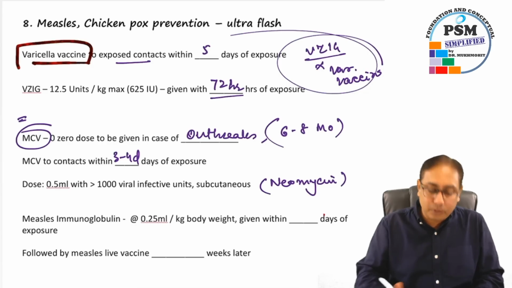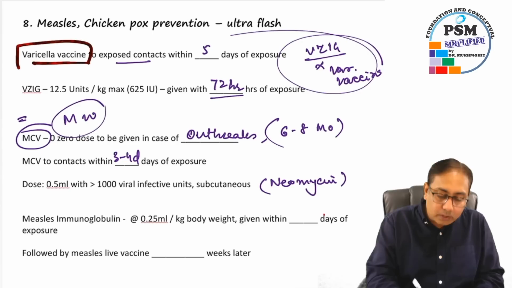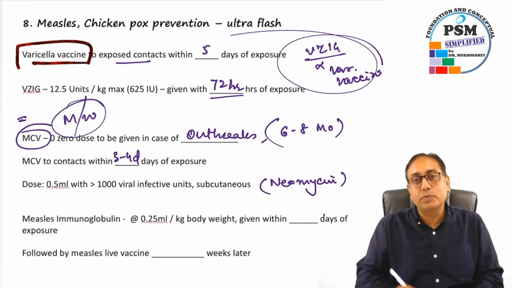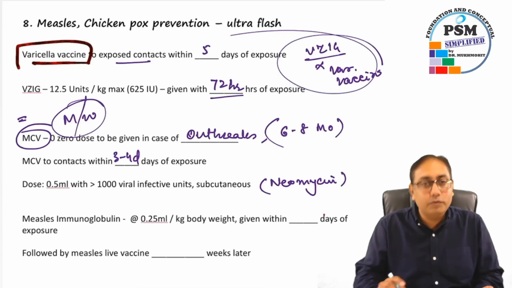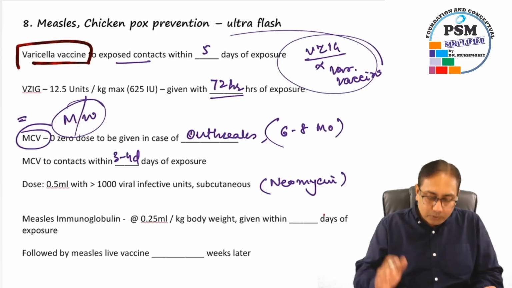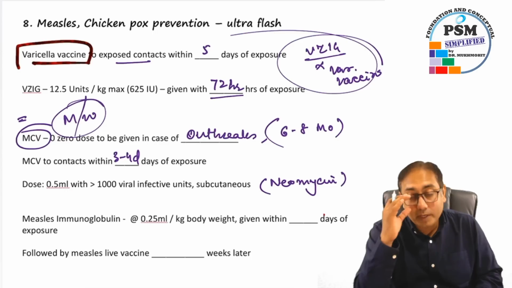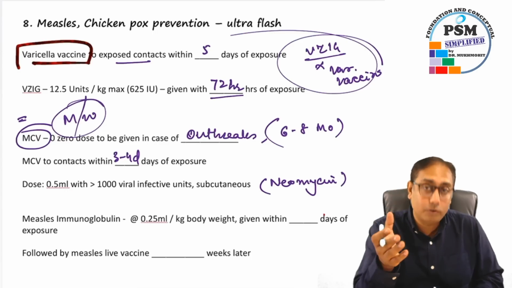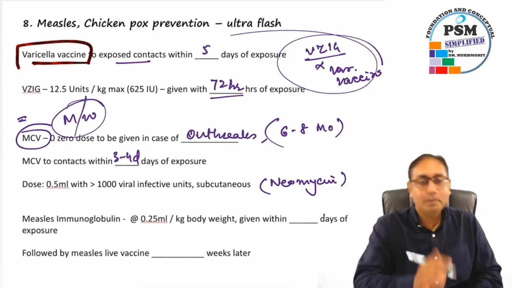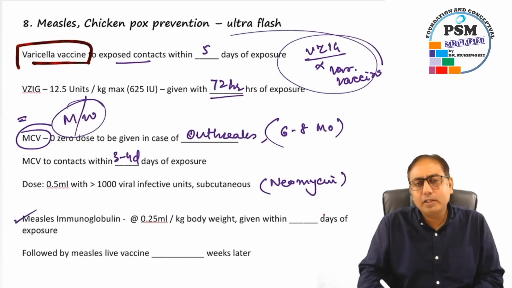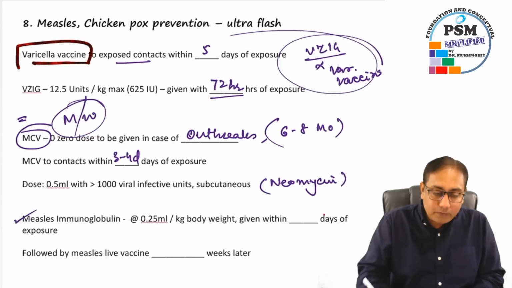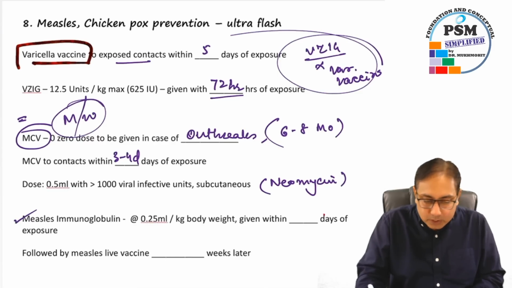Once you reconstitute measles vaccine with distilled water, it should be used within 4 to 6 hours. You should also know that in certain situations where the measles vaccine cannot be given to prevent measles, we can give the measles immunoglobulin, which is given at the dose of 0.25 ml per kg body weight, within 3 to 4 days.